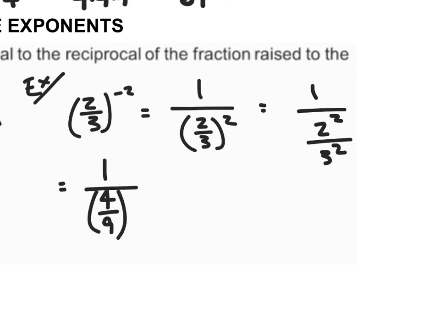Now, if I'm doing 1 divided by 4 ninths, I can look at it this way: 1 divided by 4 ninths. Division by a fraction is the same thing as multiplying by the reciprocal.